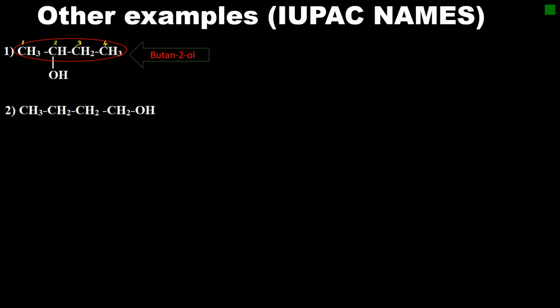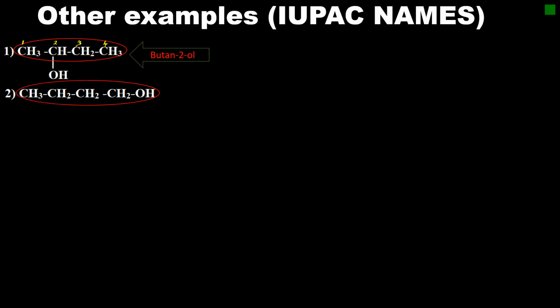Second example, we have CH3CH2CH2CH2OH. We choose the parent chain. After choosing the parent chain, we number the chain from the right to the left, and then we assemble the name, which will be but-AN-1-ol or butan-1-ol.